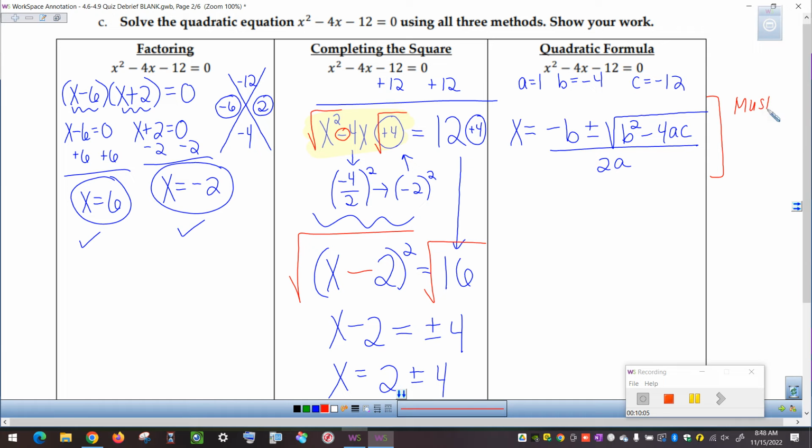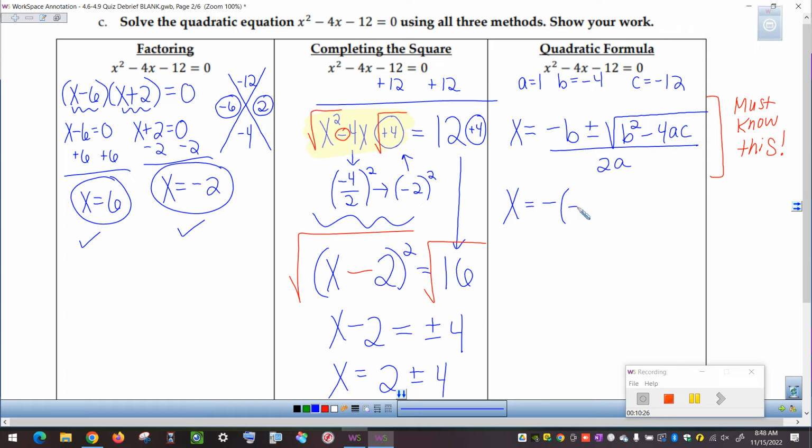Just going to make a little note over here that we must know this. About a quarter of our test on Friday is based on something related to the quadratic formula. Now, once you have the formula written down, then it becomes very simple to just plug the numbers in.